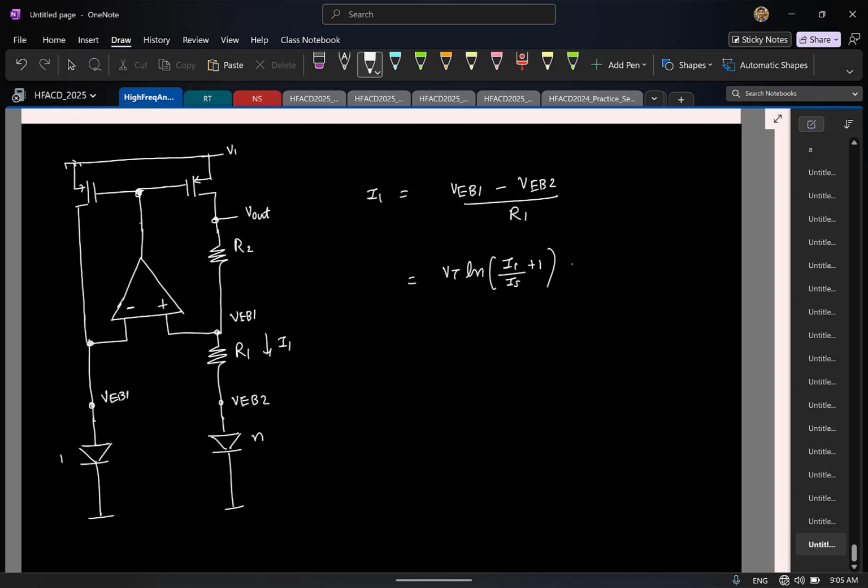Similarly, if I look at VEB2, here I have n diodes. Through all the n diodes, the current flowing is I1. So what is the current flowing through one diode? I1 by n. So my VEB2 is essentially Vt times natural log of I1 by n.